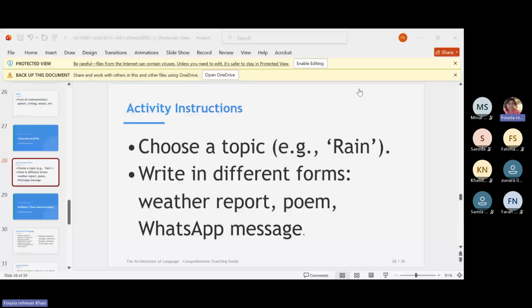I hope everyone is done. We have to quickly move to another activity. Yes, who else? Ma'am, Zunaira, may I? Yes, yes, Sunera.